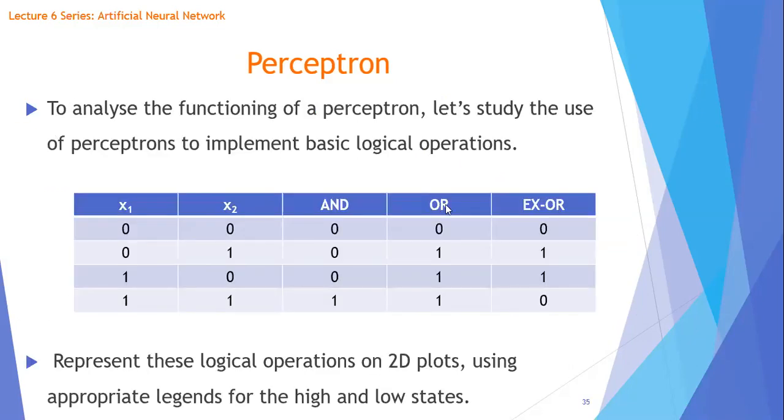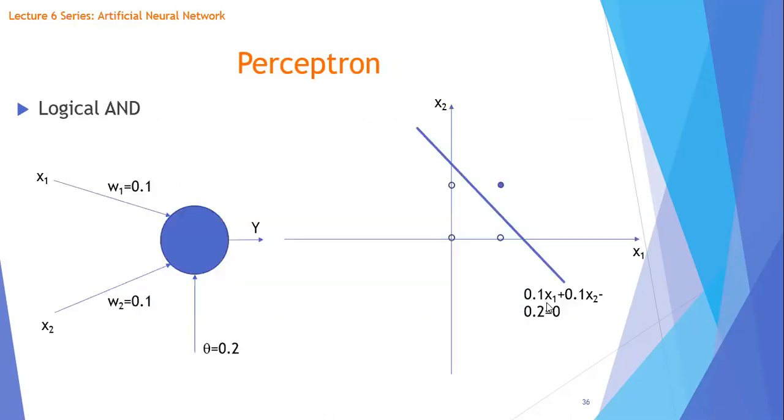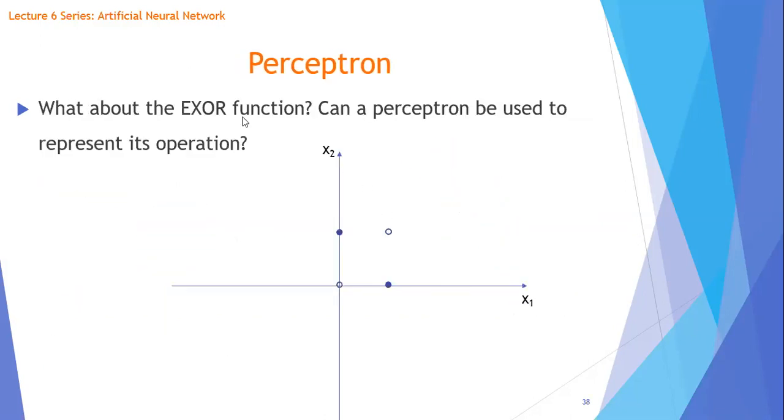XOR. So XOR, like we said, is very similar to OR, except that in the last case here, when X1 and X2 are both 1, you actually have a low value. So if we shift to the XOR operation, this is what we get. You have two values here which are high.